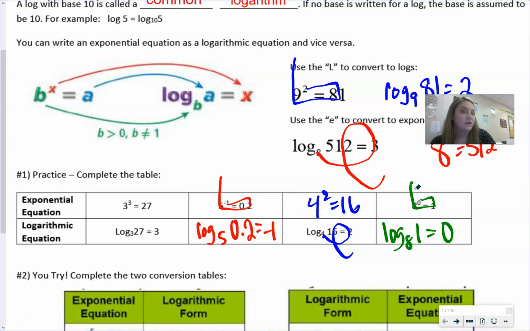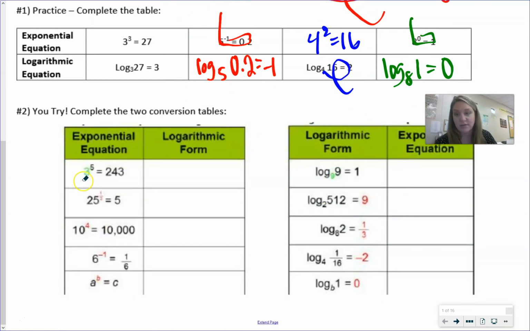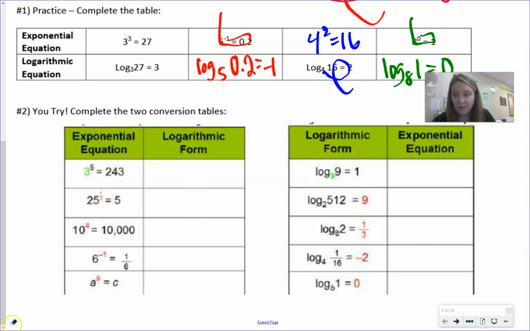Okay? So now I want you to pause, and I want you to work on these last two charts. So here, these are all exponentials. I want you to write the log form. Over here, these are all logs. I want you to write them in exponential form. All right, so pause and try it.